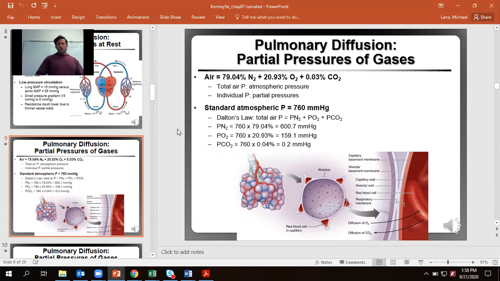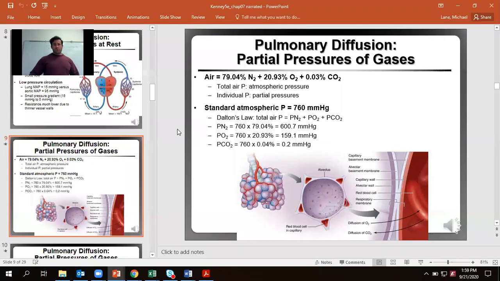Now, each of these gases, when we add them together, equals the total air pressure. So if we have 760 millimeters of mercury, we multiply that by 79.04%, and we get the partial pressure of nitrogen. We take that 760, multiply it by the percentage of oxygen in the air, and then we have the partial pressure of oxygen, and the same is to be said about carbon dioxide.